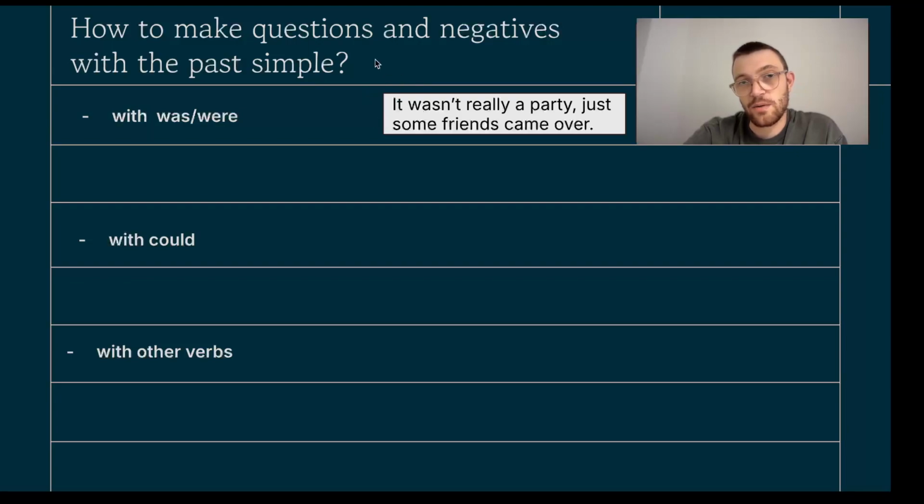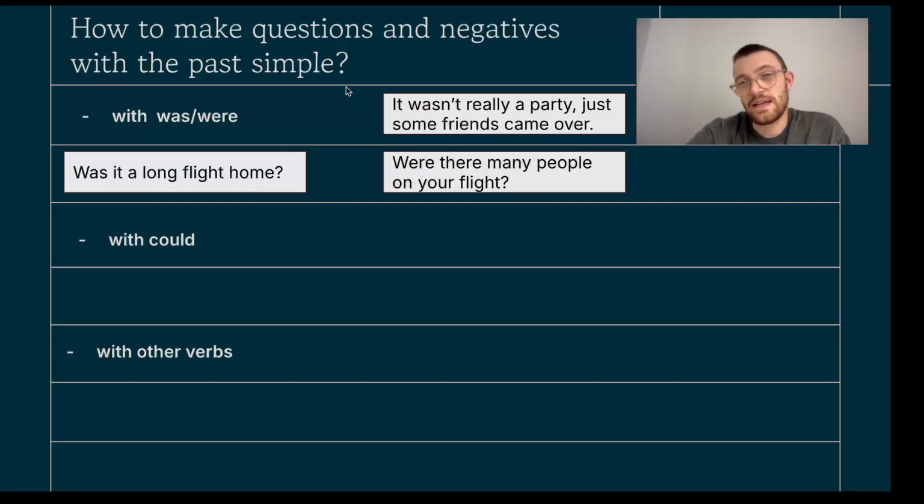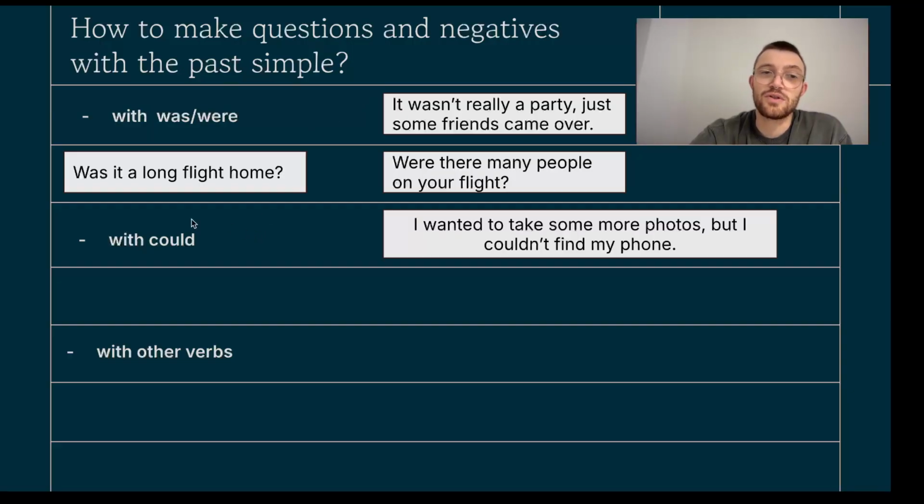For example, it wasn't really a party, just some friends came over, right? There we go. It wasn't really a party. Was it a long flight home? Were there many people on your flight? There we go. Another way to make questions about the past simple, you can use could. I wanted to take some more photos, but I couldn't find my phone. There we go. Couldn't.